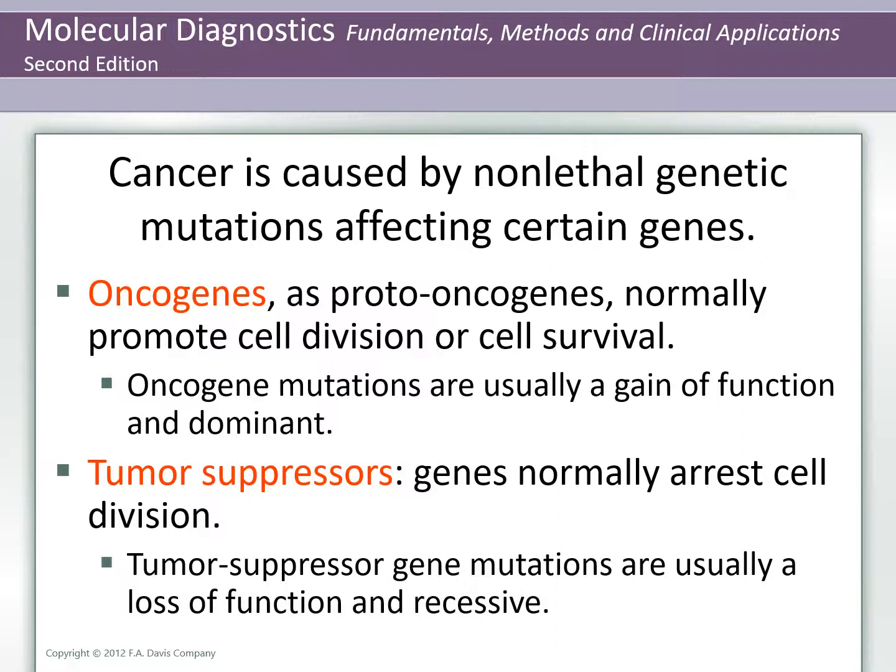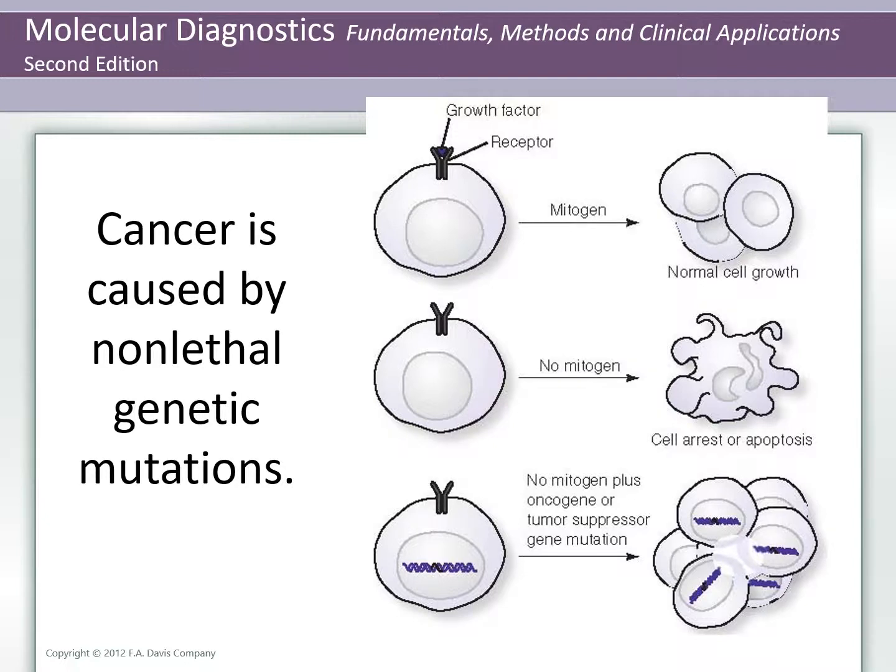Tumor suppressors are genes that normally arrest cell division. Mutations in tumor suppressor genes are usually a loss of function and are recessive mutations. As mentioned before, cancer is caused by non-lethal genetic mutations. Normally, cells grow in the presence of nutrients and factors that stimulate cell division, known as mitogens. Lack of mitogen stimulation results in cell arrest or apoptosis. If oncogene or tumor suppressor gene mutations stimulate aberrant growth signals, cells grow in the absence of controlled stimulation.